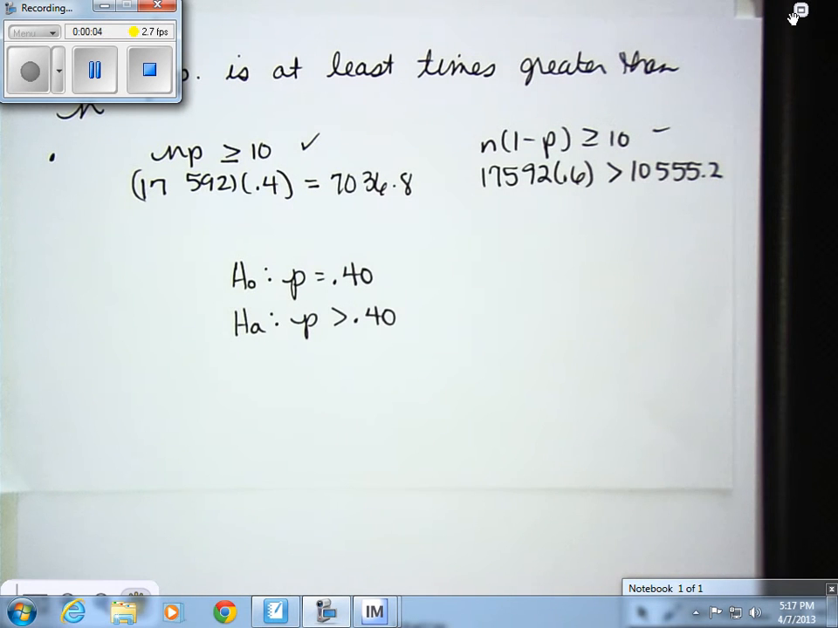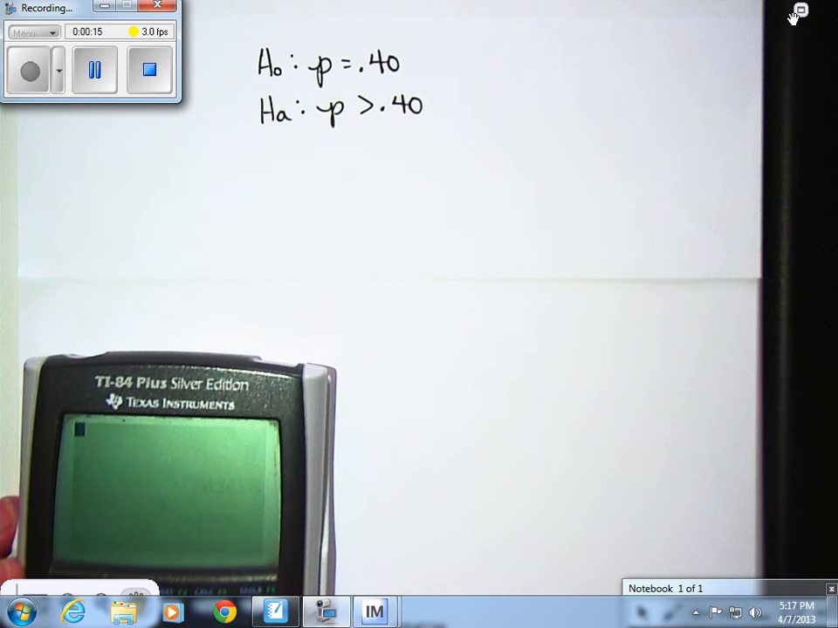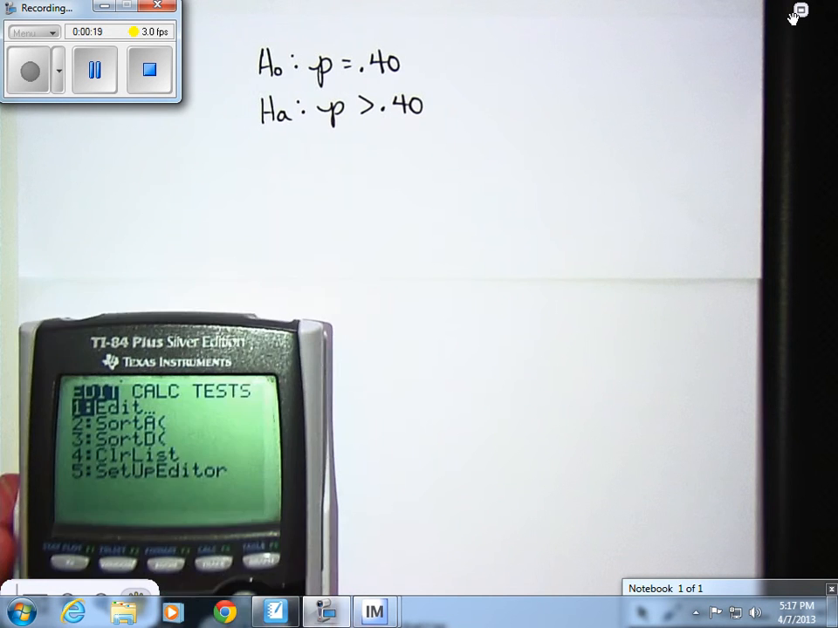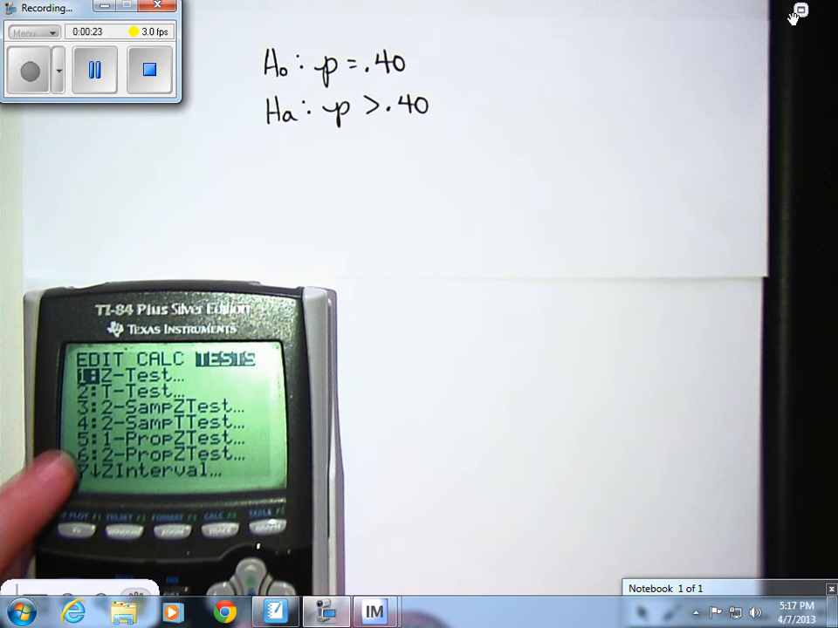So we looked at our test and setting it up, and now we're ready to go through and actually do our calculations. When we do our calculations, you're going to go to your calculator, go to your stat menu, and go over to your test menu, and we are going to look for a one proportion z-test. We have one proportion that we're looking at here, and so that is the test that we're going to be using in this particular case.